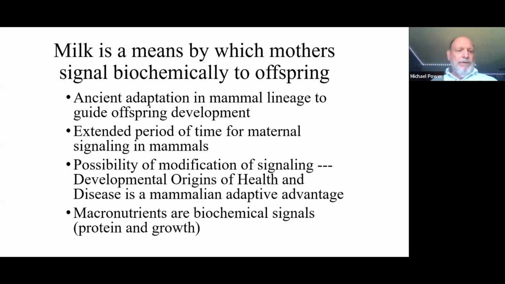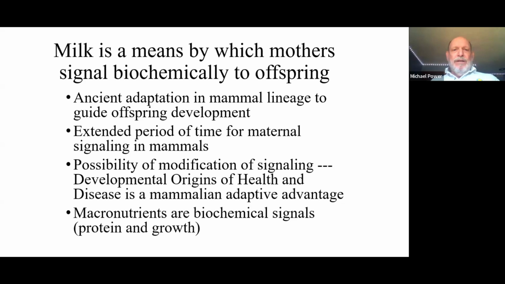Lactation was the first to do that. It allows for an extended period of time of maternal signaling, and it offers the possibility of modification of signaling. So a bird puts a huge amount of biochemical information into an egg to guide the growth and development of that embryo until it becomes a hatchling. But once they've put it in there, it cannot be modified. It cannot be added to. It's just there. Mammals have this long extended period of time in which you can have different signaling going on, and in different birth events, you can have different signaling from the same mother to different offspring.